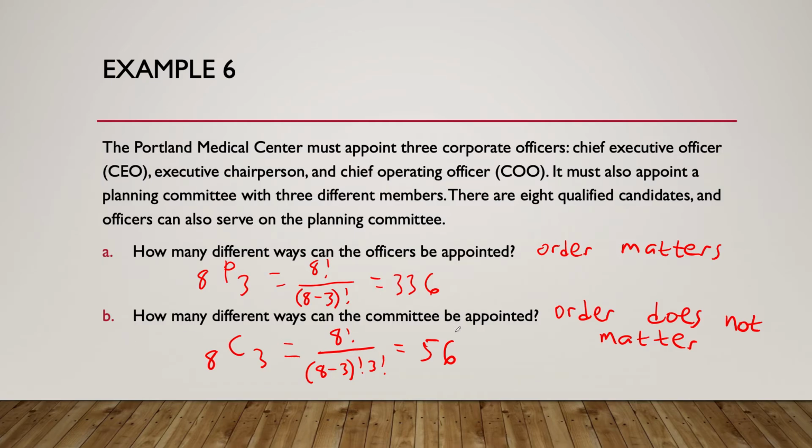For how many different ways can the committee be appointed? Well, order does not matter, so it doesn't matter who is selected at what time. They're all the same committee structure. That'll be 8 choose 3. So 8 factorial divided by 8 minus 3 factorial times 3 factorial. Toss that into a calculator and you get an answer of 56.